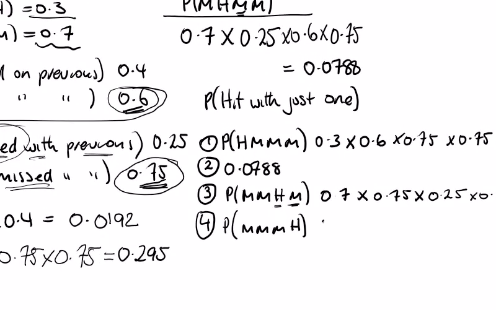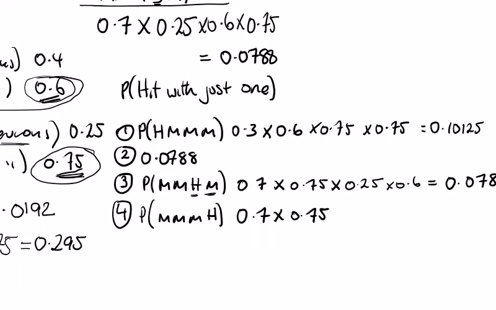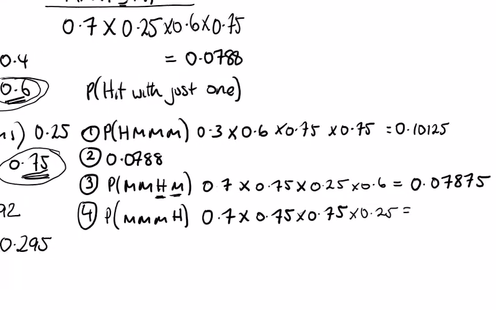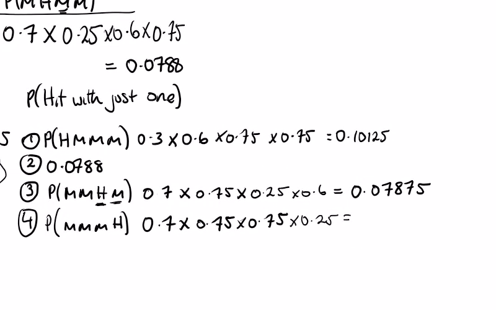And finally we have miss, miss, miss, hit. So that's my 0.7 at the beginning. Again, 0.75 is the same as the one above, and then we have another 0.75, and then we hit, having missed previously, will be the same as this here, 0.25. So this is going to give us 0.098, 4375.